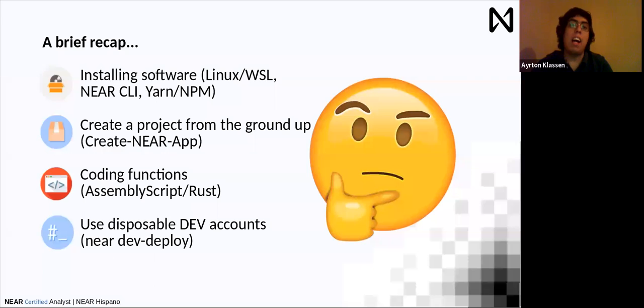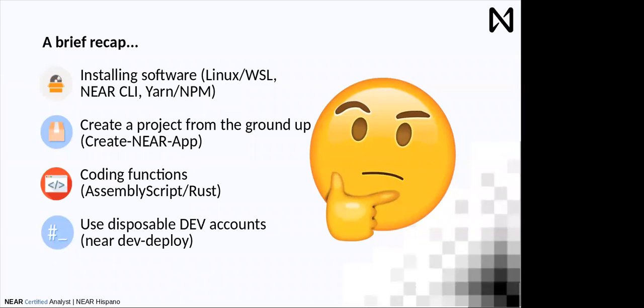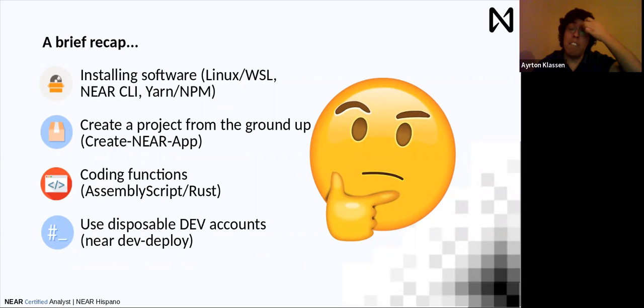So yeah, that's the 4 things. Well, I mean, I've explained a bit more about other stuff, but mainly for your project, that's the 4 things that you need to know. Well, there's one missing. That's what I'm going to teach you today. But yeah, recap: installing software, creating a project, coding functions, and deploying on the dev account for testing, right?